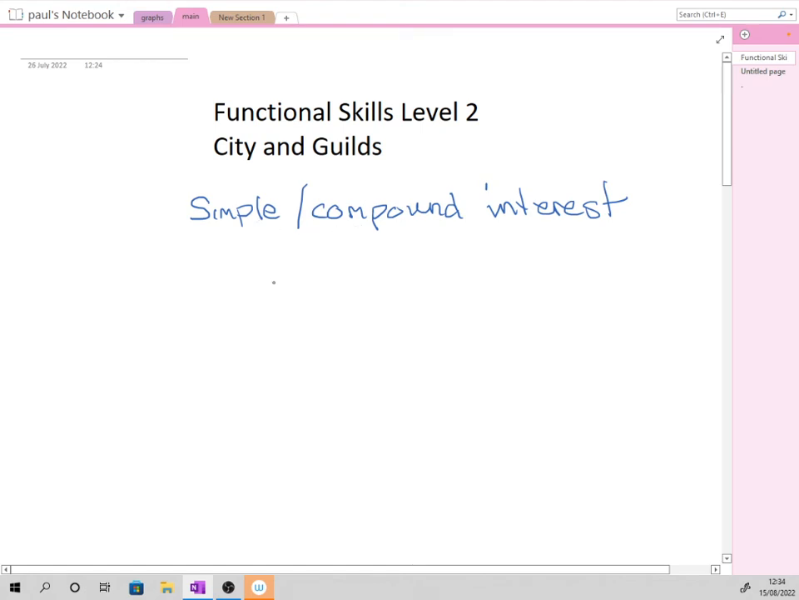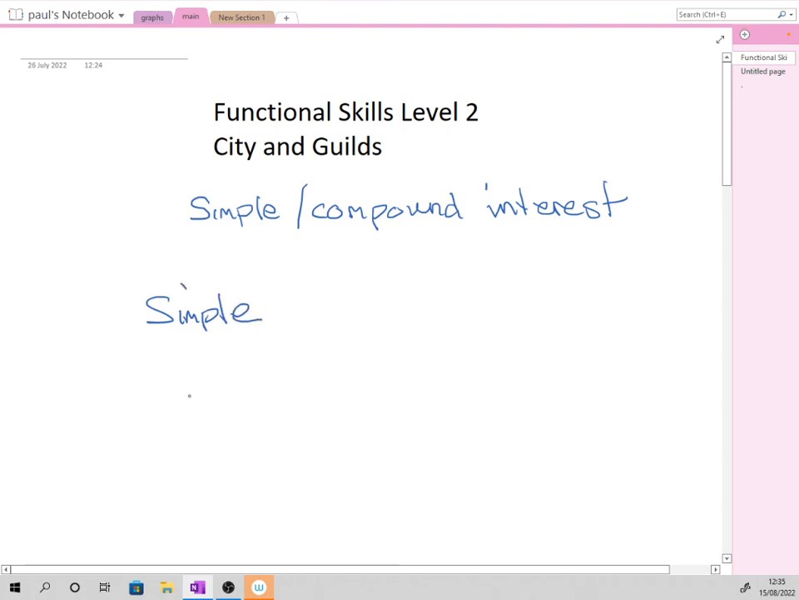Or indeed, if you borrowed money for a loan for a car or a mortgage or something like this, they would give you the amount, but they would stick interest on it, and so you would pay back more than you actually borrowed. So we've got two different ways of working out this according to functional skills level 2, which is what we're at. First of all, we'll do simple interest. So there's a heading for simple interest.